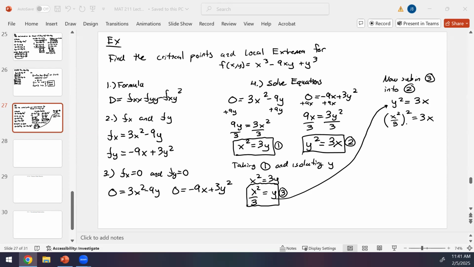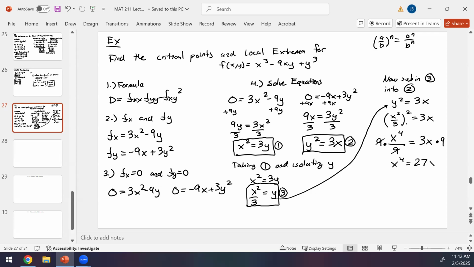So then you're going to square the top and the bottom using the property of exponents, right? So a over b to the nth power is equal to a to the n over b to the n, right? That's a property of exponents. So this becomes x to the fourth power over 9 equals 3x, right? Again, just got to remember that exponent rule. And then from here, I'm just going to multiply both sides by 9, and I get cancellation there. x to the fourth equals 27x.